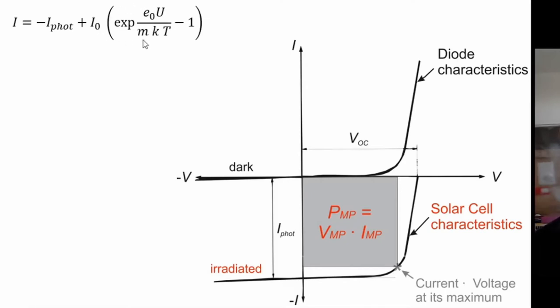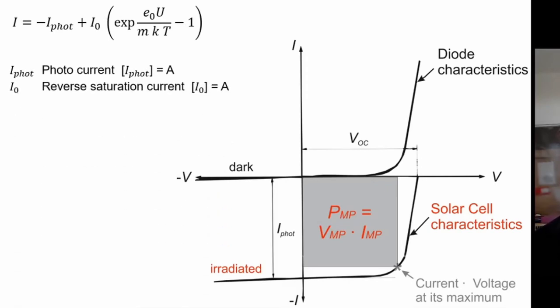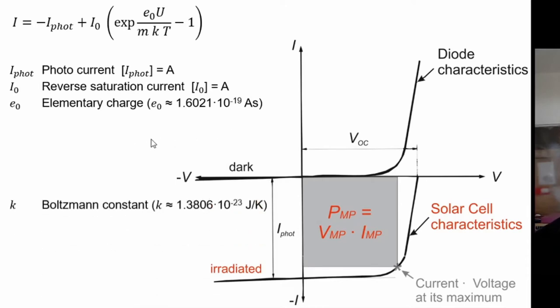This second part is the same as you know from the diodes. The first part is the photocurrent, which is measured in amps. In the second part, you have I0, that's the reverse saturation current. You have E0, the elementary charge, 1.6 times 10 to the power of minus 19 ampere seconds or coulomb.